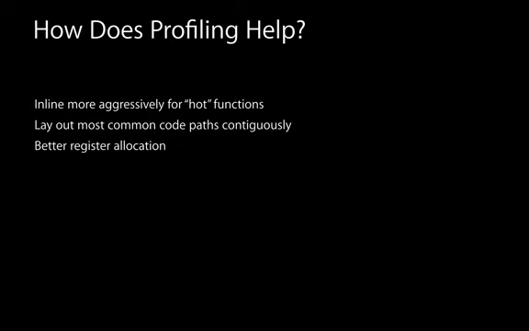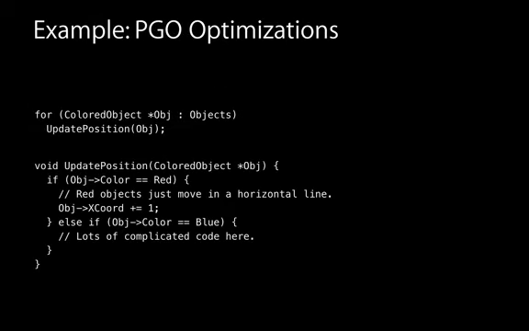When we're generating the code, we can try to lay out the common paths through your code so that they're contiguous, which makes it easy for the processor to run them fast. And the register allocator can also try to keep values in registers throughout those most common paths. Let's look at an example just to give you a better understanding of this. This is some C++ code that's going to iterate over a set of colored objects, and for each one, it's going to update the position of the object.